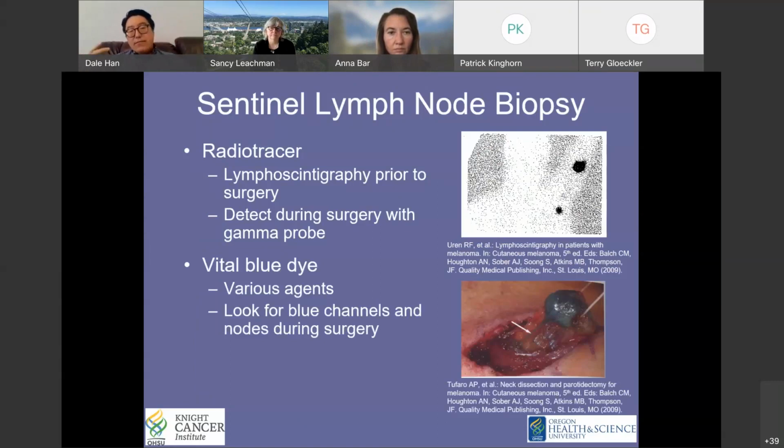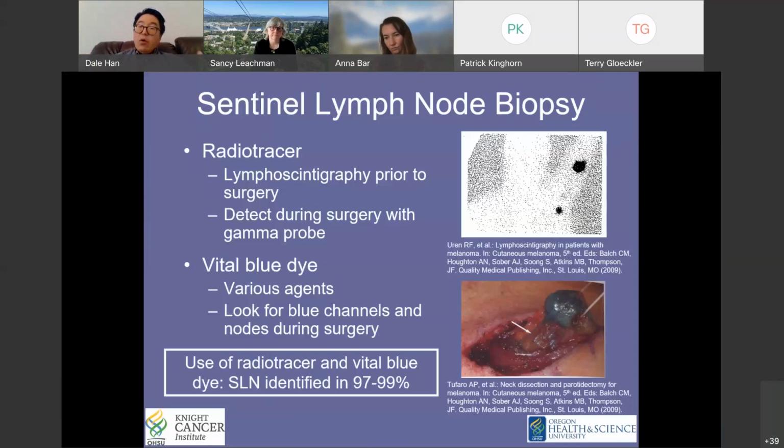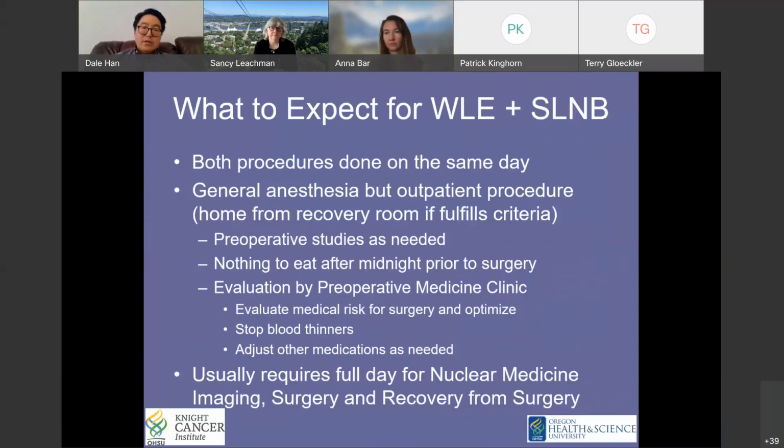We also utilize vital blue dyes, and there are various agents that we can utilize. And basically what we do is we use this in surgery to actually look for blue draining lymphatics that drain into blue lymph nodes. And those are determined to be the sentinel lymph nodes. Now, when we utilize both radiotracer and vital blue dye together, we found that the identification rate is on the order of 97 to 99% for finding sentinel nodes.